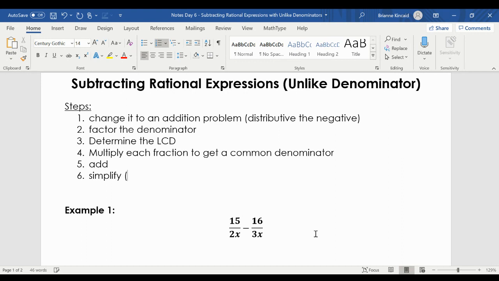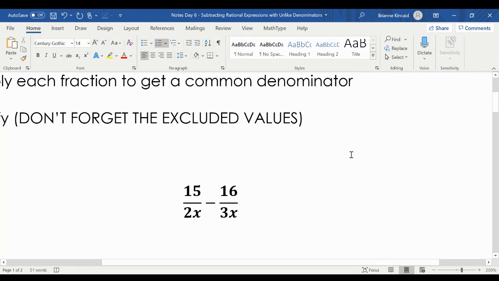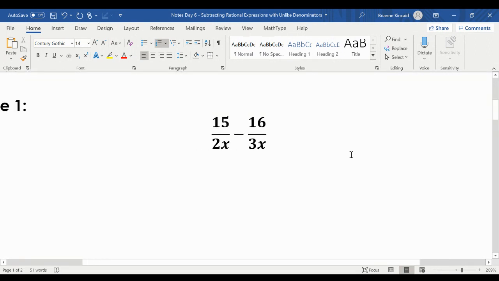And I cannot stress enough, when we simplify, don't forget the excluded values. Remember, your excluded values are values of the variable that would make the original denominator 0, but not the new denominator.